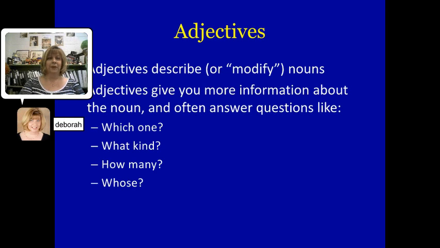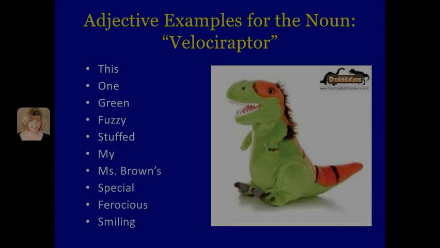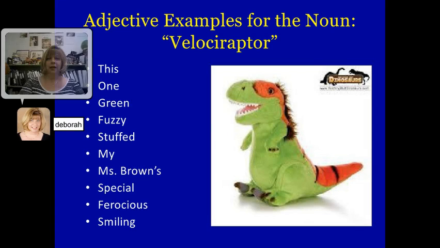Out of the 8 parts of speech, the specific job that an adjective does in a language is to describe or to modify a noun. Adjectives are going to give you more information about the noun, and they often answer questions like which one, what kind, how many, or whose. So an adjective's job is to describe.